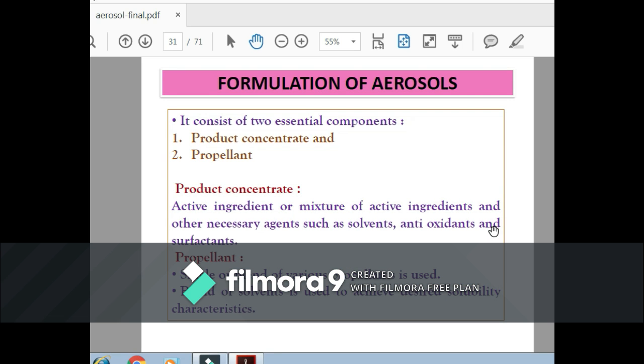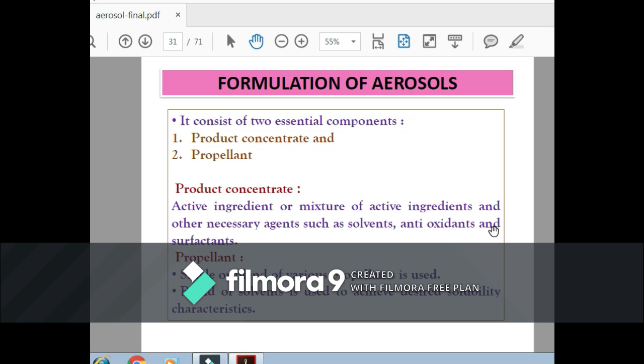Now, formulation of the aerosols. Generally, an aerosol consists of two essential components. The first component is the product concentrate, or the active ingredient, or your drug. The second component is the propellant. Propellant we have already seen. Now, what is the product concentrate, or your drug?